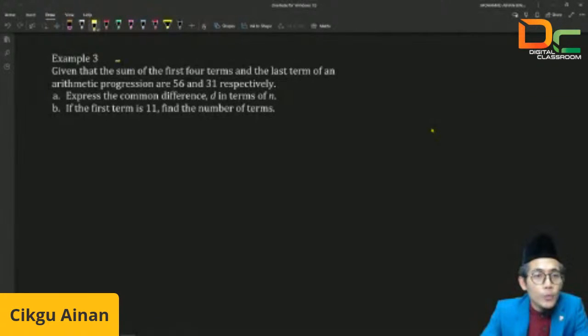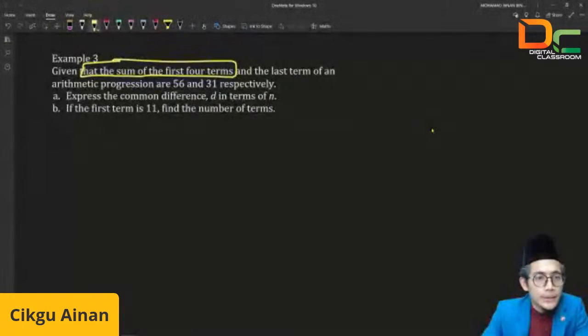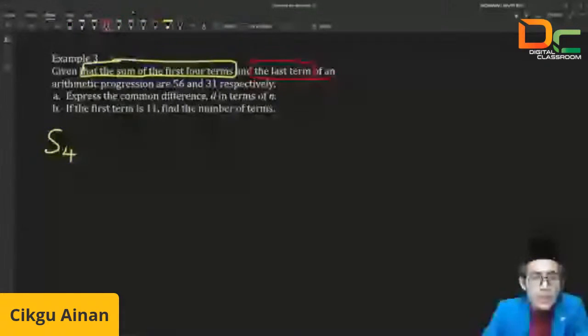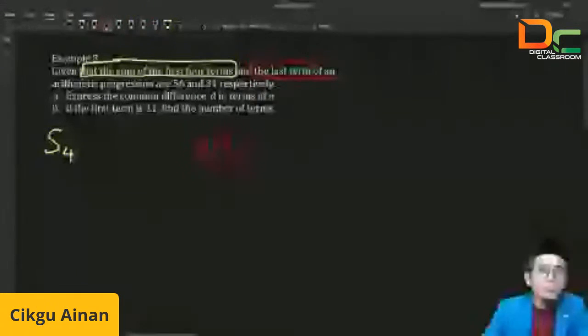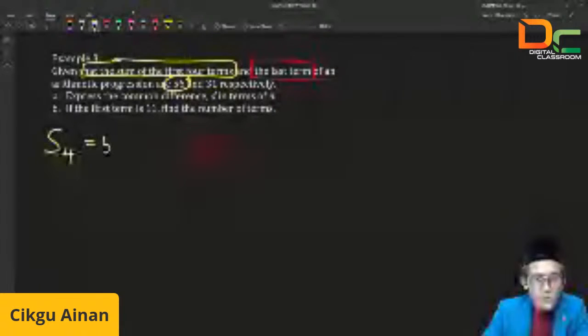As usual, we take out what we can. The sum of the first 4 terms is S4. And N means something else here: the last term. The last term is also L or TN, and we don't know it. The sum of the first 4 terms is 56, and the last term is 31. Done already.